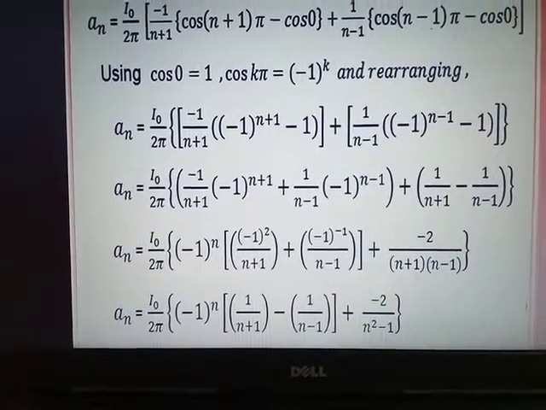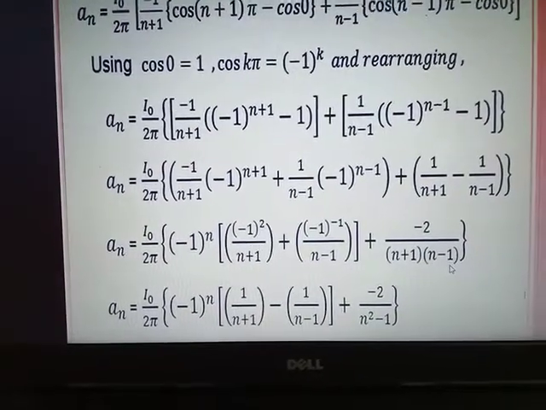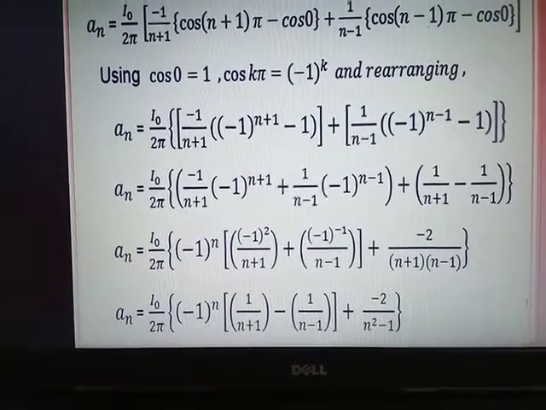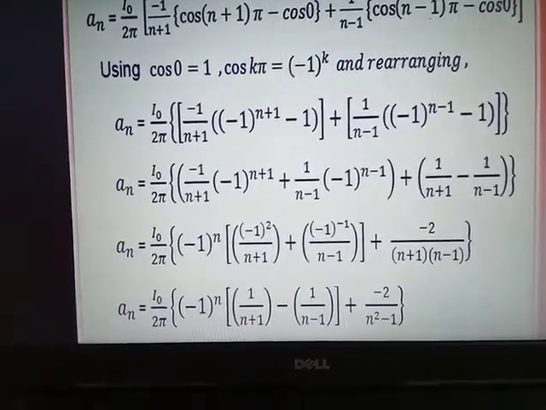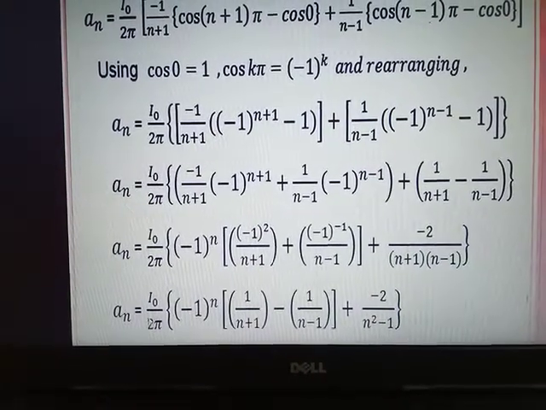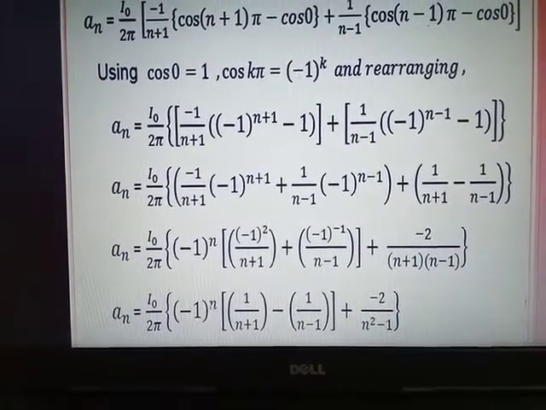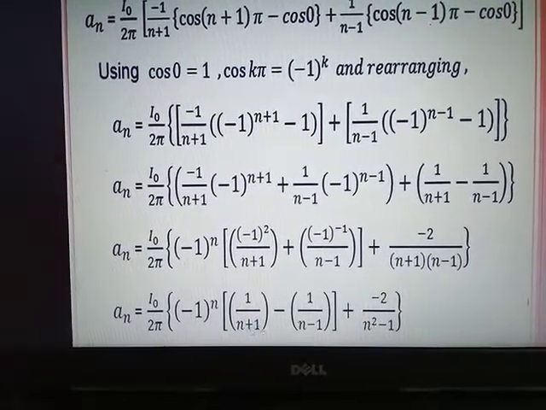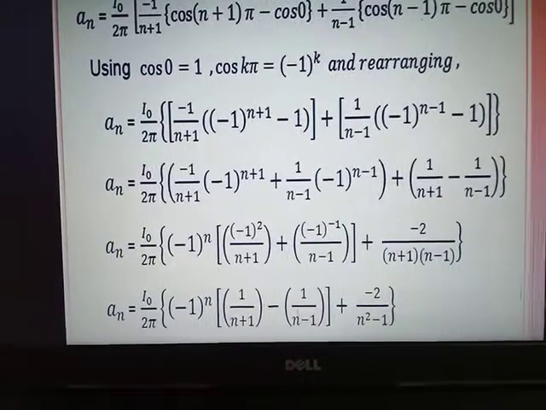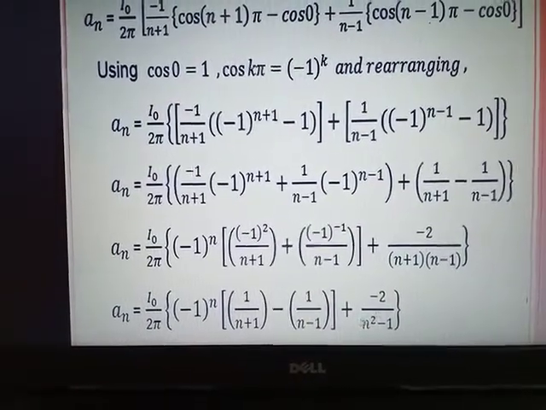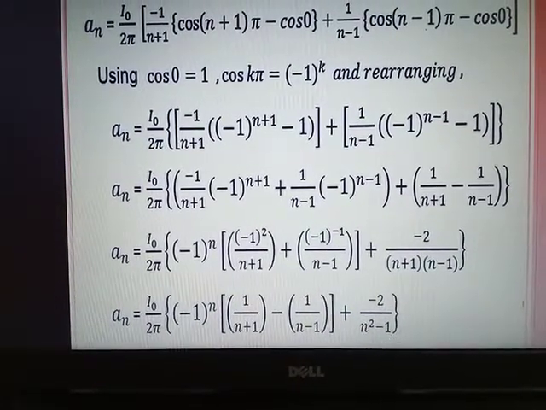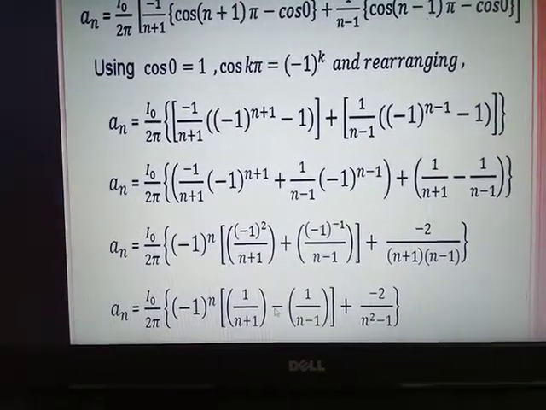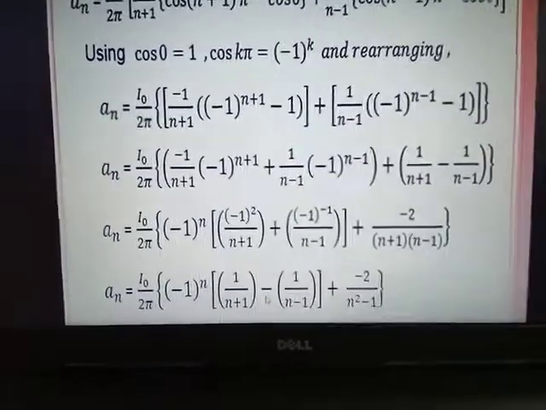We know that n plus 1 into n minus 1 is n squared minus 1, using the formula (a plus b) into (a minus b) is a squared minus b squared. Then a_n is equal to I_0 by 2π minus 1 raised to n, 1 divided by n plus 1, minus 1 squared is 1, 1 divided by n plus 1 minus 1 divided by n minus 1, plus minus 2 divided by n squared minus 1. This term will be n squared minus 1. Again you have to simplify these two terms, take LCM and simplify.